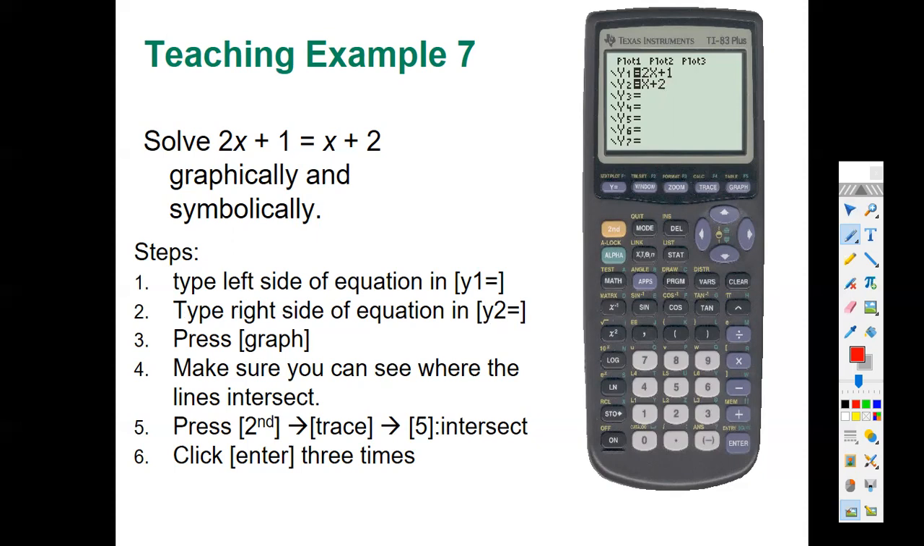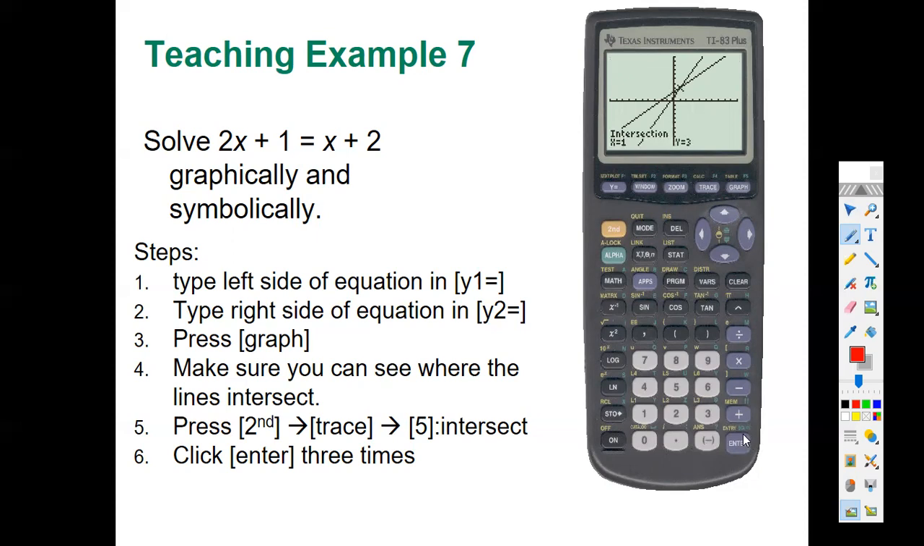Yes, if you've done this part, then you're going to graph. When you hit graph, you want to make sure you can see where the two lines intersect. Do you see the two lines intersect? To find the value of their intersection, you're going to press second trace 5. Trace is at the top next to zoom. So you're going to press second trace 5 for intersect, and you're going to press enter 3 times. Yes, literally 3 times.